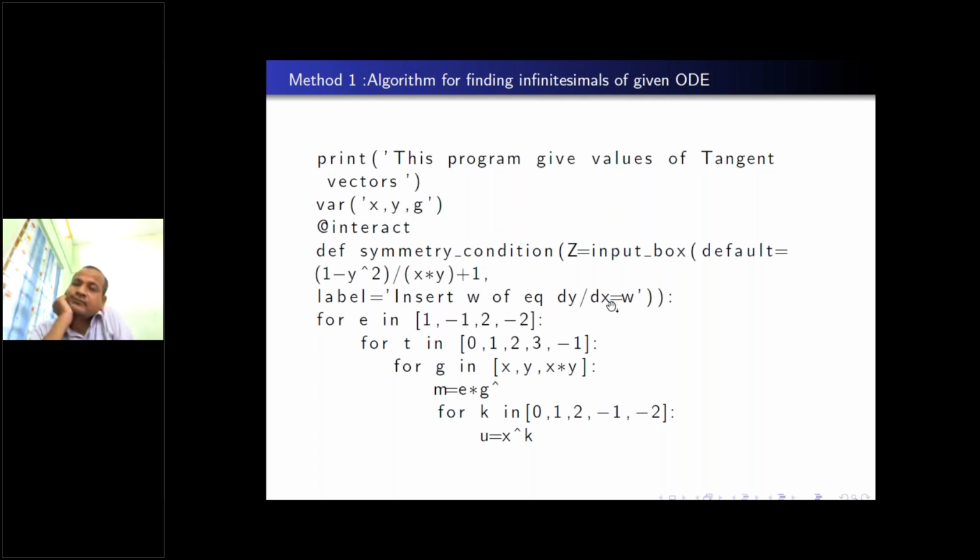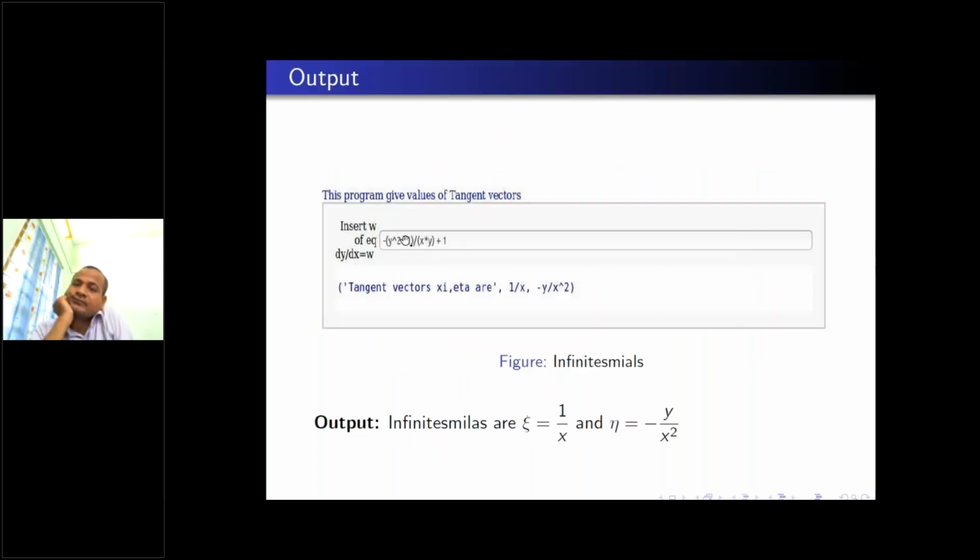Now, for these calculations, we have made a program or algorithm in SageMath. For this program, you should know the Python language and the concept of Lie symmetry, so you can also develop these types of algorithms. Here, in this box, if you insert the right hand side of the equation, (y squared minus 1) divided by (x squared y plus 1), which is the original equation, we get the tangent vector or infinitesimals xi and eta as 1 by x and minus y by x squared. We directly get the output as xi is equal to 1 upon x and eta is equal to minus y by x squared.